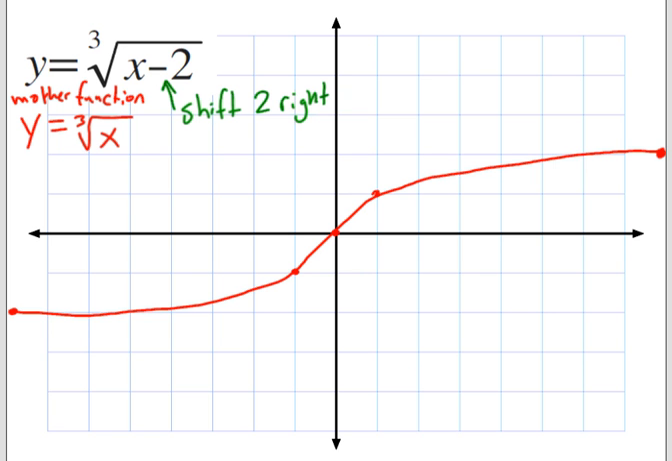So move my 0, 0, to 2, 0. Move my other points, 1, 1, 2 to the right. My positive 8, positive 2, I can't, it's going to go off my graph. But I can move this one, my negative 8, negative 2.